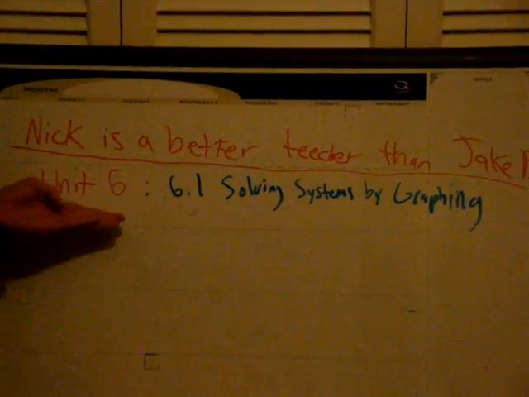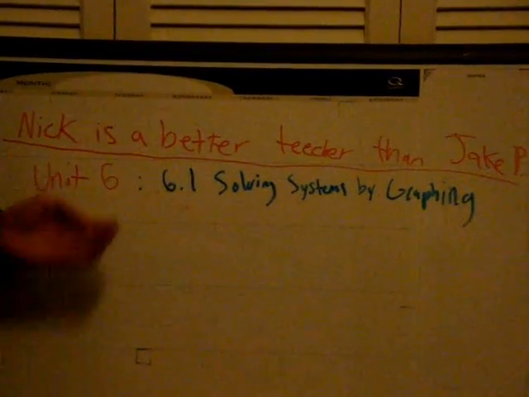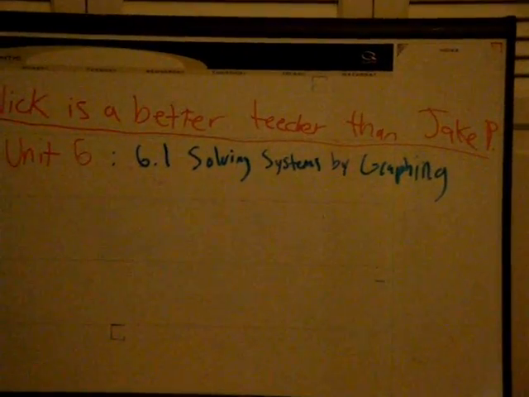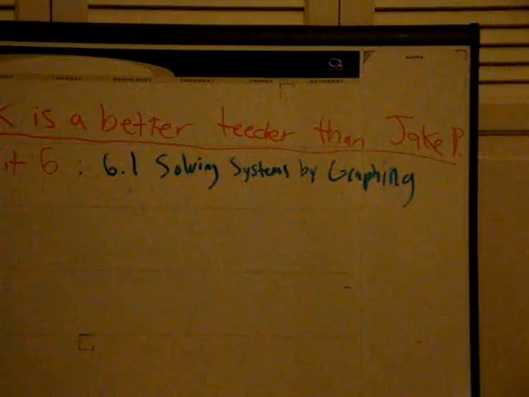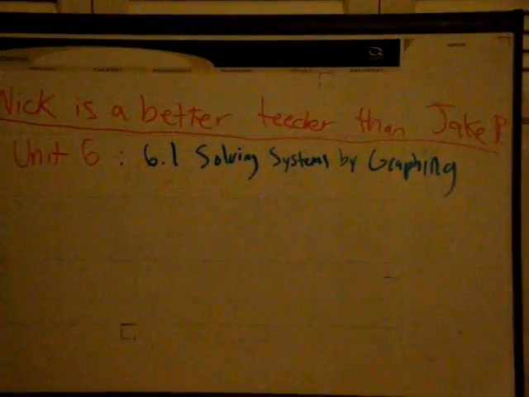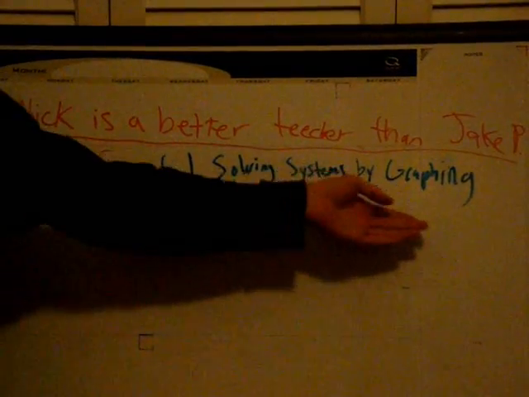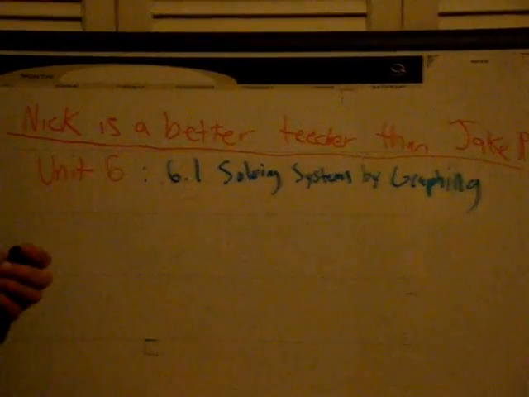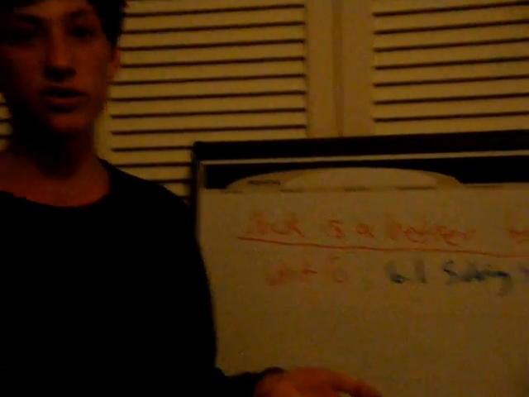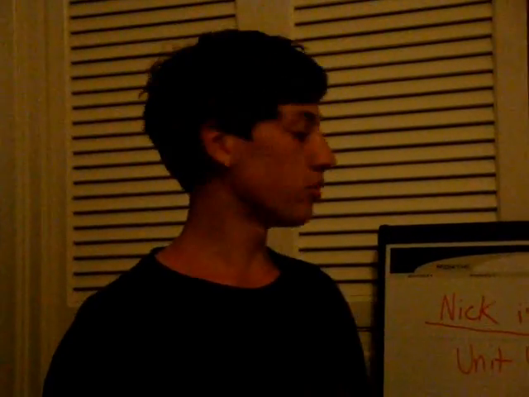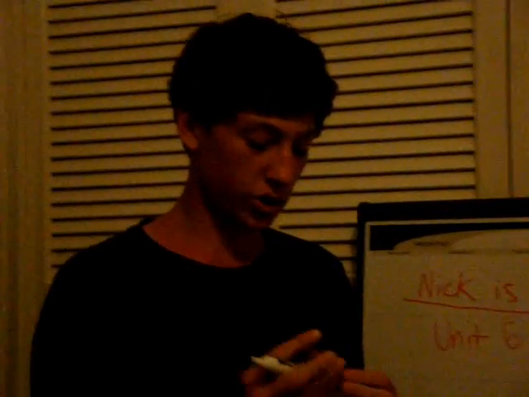Today, I'll be teaching you Unit 6, which is basically a lot of graphing and solving equations. Let's get started. So first we have 6.1, solving systems by graphing. Basically this means you have to find the intersection, if there is one, of the lines on the graph of two equations. And I'm going to show you what I mean right now.